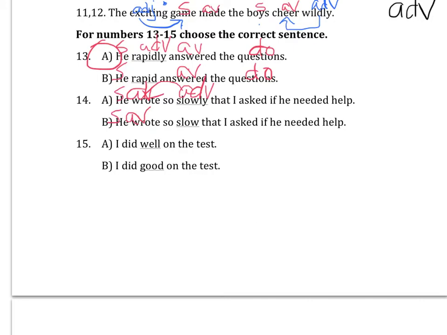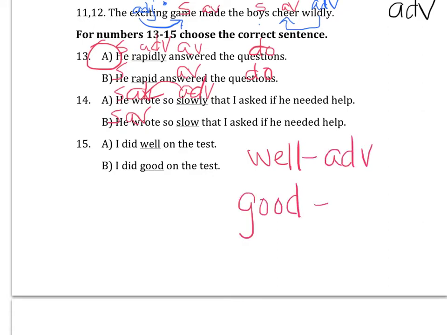15 is easy because you need to realize that well is always an adverb and good is always an adjective. So in number 15, if your subject is I and your action verb is did, you're looking for an adverb to describe how you did. Well is the adverb. I did well. Well describes how you did. Good can't describe how you did because it needs to be an adverb to describe a verb, and good is always an adjective. So the answer was A.